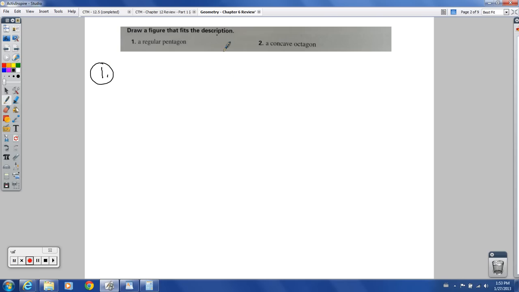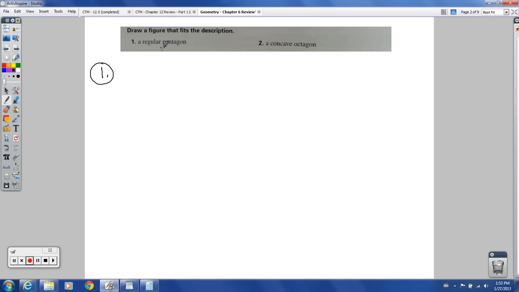I've already got them all copied and pasted into here. This one I had to copy. I took a picture of my book, and so you might see some kind of wavy looking text because I couldn't get it perfectly straight, but it should all be legible. So number 1, draw a figure that fits the description.